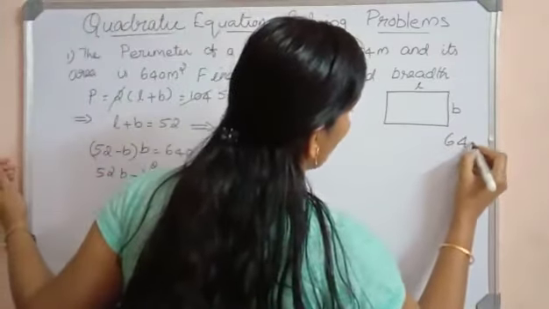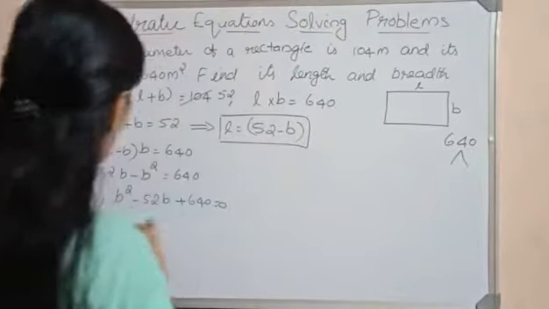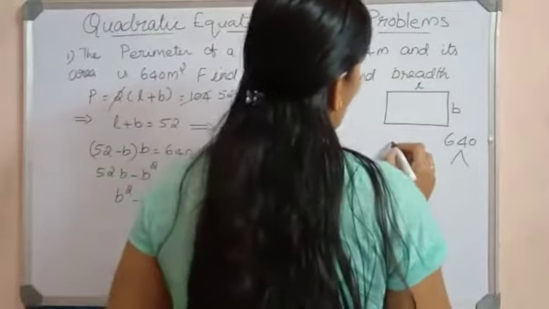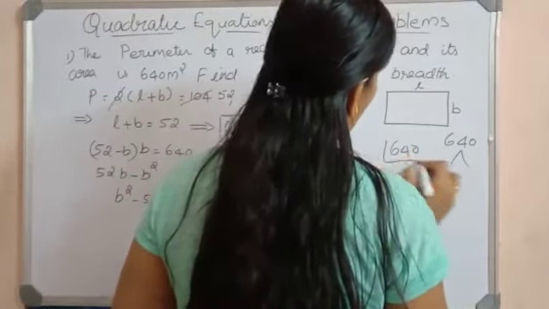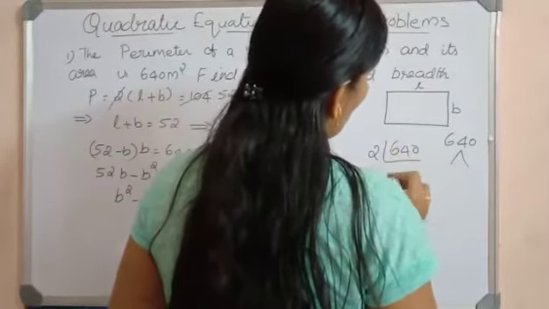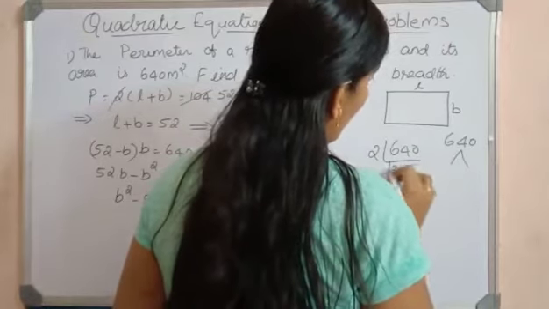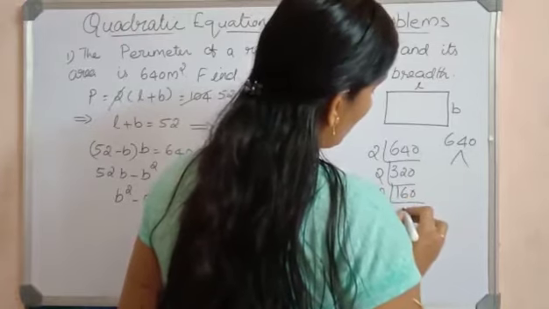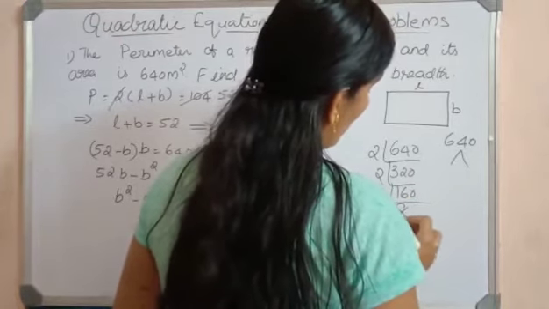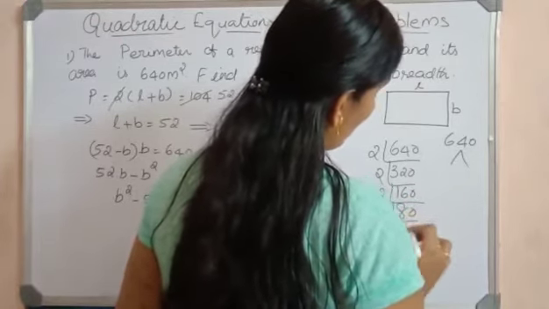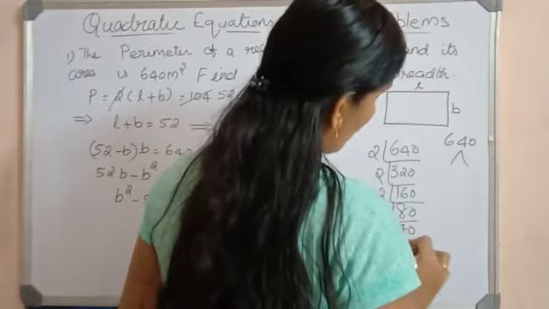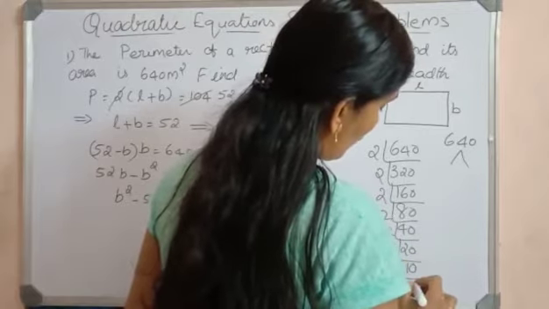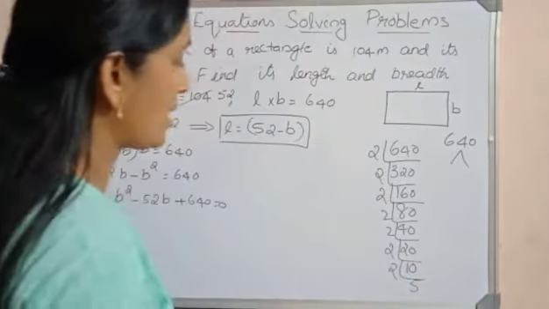Split 640 into two terms such that the sum is minus 52. On factorizing 640, we'll get this as, with 2 if you divide, 320, again with 2, 160, again by 2, 80, 8 2s are 16, by 2, 40, by 2, 20, again by 2, 10, by 2, 5. These are the factors we get.